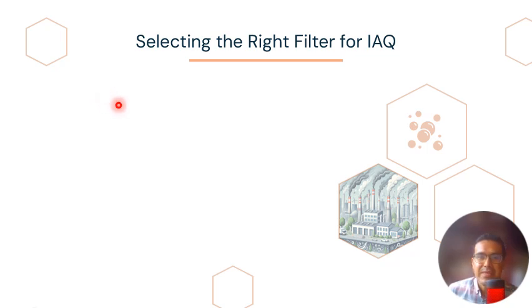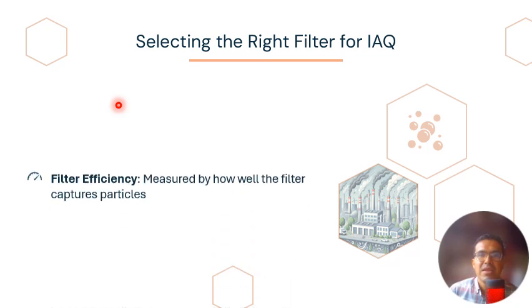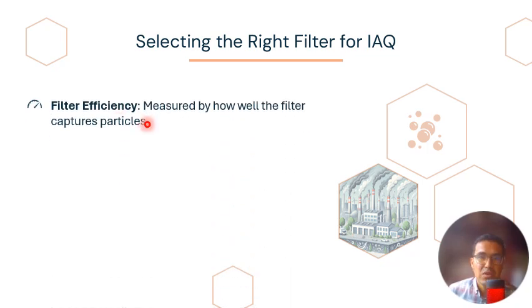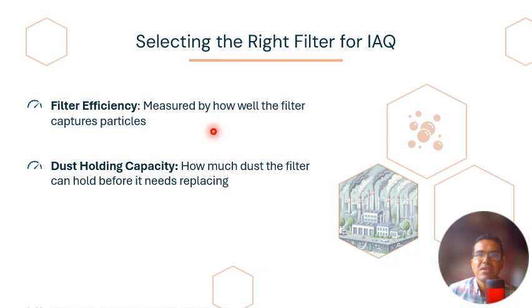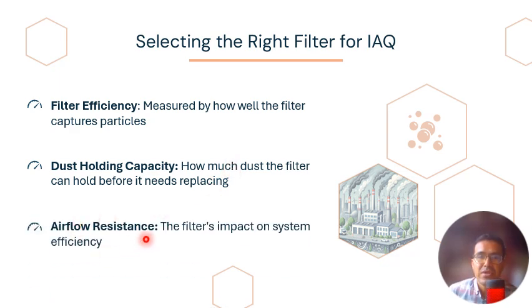When selecting a filter for indoor air quality, there are several factors to consider. Filter efficiency is crucial: how well the filter captures pollutants like particulate matter. The higher the efficiency, the better the filter performs. The dust holding capacity is another important factor. It refers to how much dust the filter can accumulate before it needs to be replaced. And we have airflow resistance, that is, the pressure drop caused by the filter. It's important to choose a filter that doesn't reduce airflow too much, as this can impact the HVAC system's efficiency.